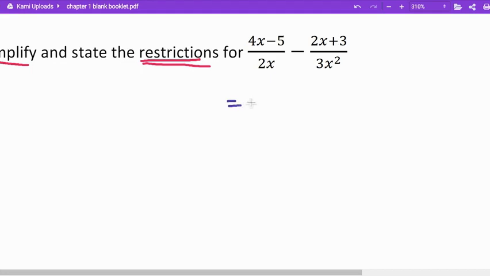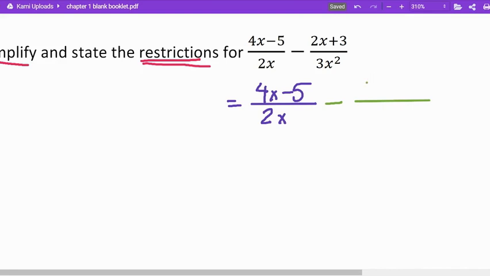Okay, let's look at the first rational expression. Can I factor the numerator? I cannot. 4x minus 5 remains. And with the denominator, again, it is in simplest terms, 2 times x, right? That's basically a prime number. Cannot be divided anymore.